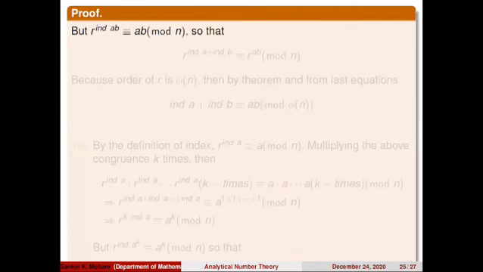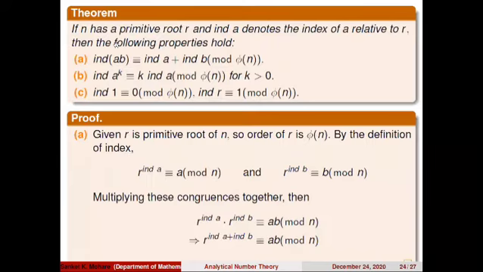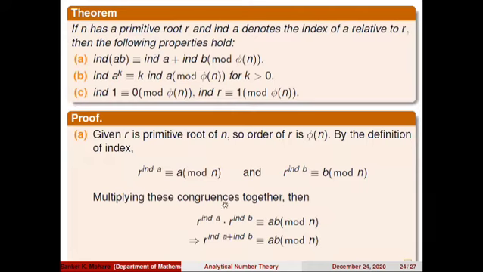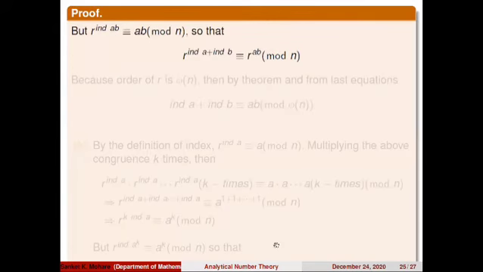But again by the definition of indices, r to the power index of ab is congruent to ab modulo n. This is the same as ab being congruent to r to the power index of ab modulo n. So this equation now becomes r to the power index of a plus index of b congruent to r to the power index of ab modulo n, because ab is congruent to r to the power index of ab. So we obtained this.